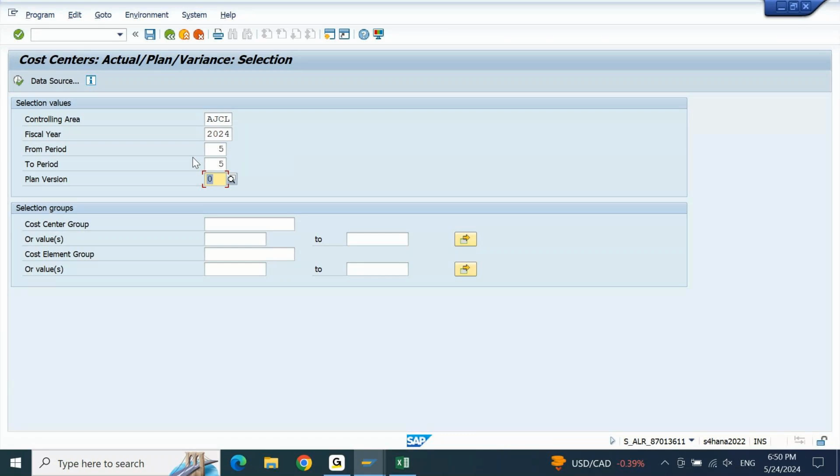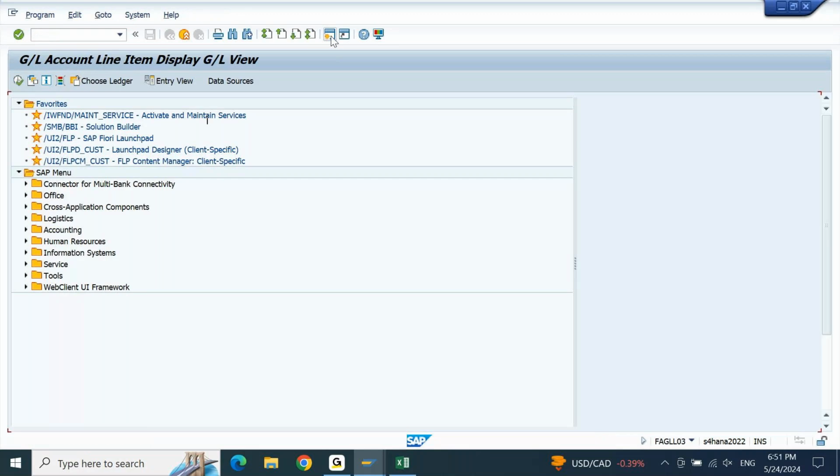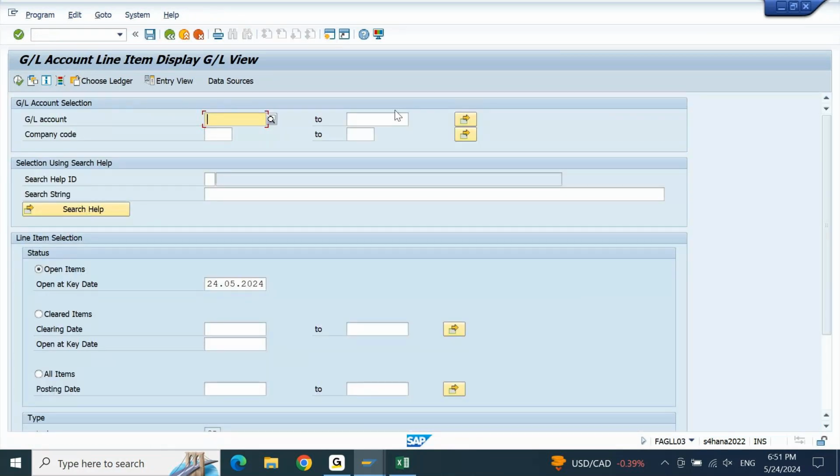Whenever you pull any report, if I look at any report, FAGLL03. Normally what we are all doing while generating any report, we are giving a company code, we are giving GL account, and then we are executing the data. For example, if I put company code, if I give any GL account, execute, let's see what output we will get.